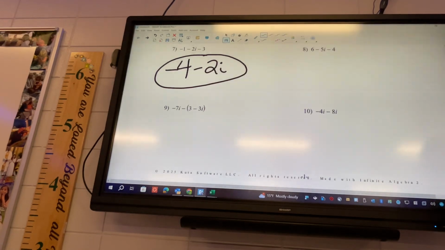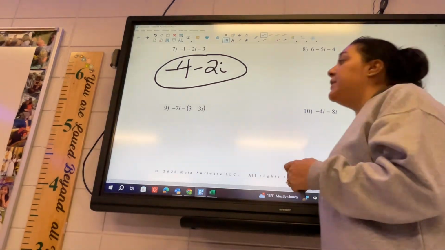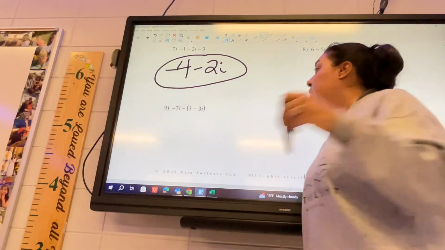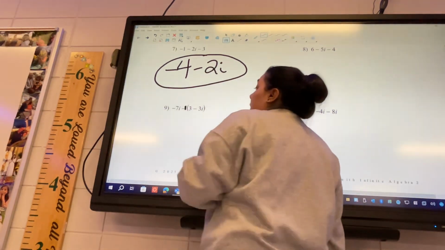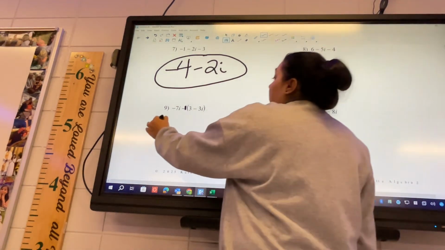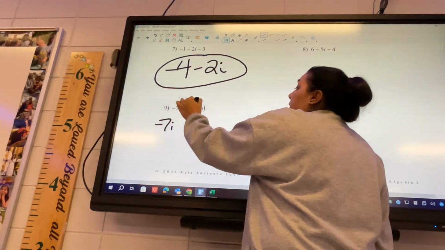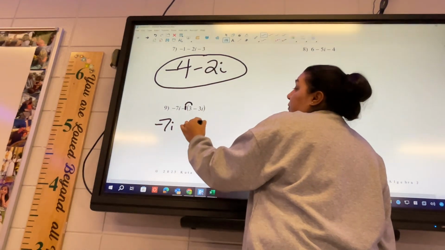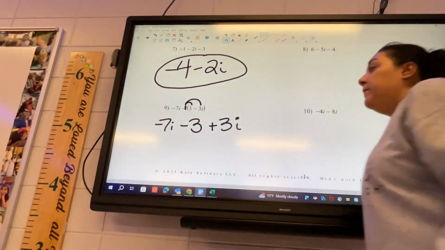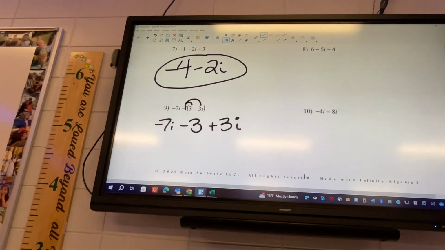Okay, number 9. There are parentheses. So if there are parentheses, you have to do the parentheses first. Okay, what number is in front of the parentheses? A 1. Okay, so there's really a 1 right there. This is going to make -7I. -1 times 3 is going to be -3. -1 times -3 is a positive 3I. So really what happened was you changed the sign of everything in the parentheses, and then it got rid of the parentheses.